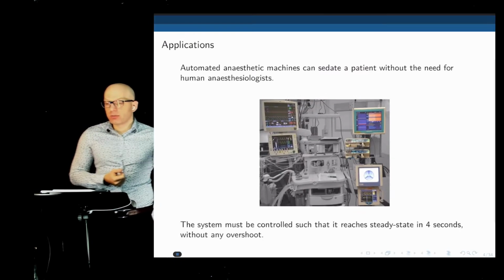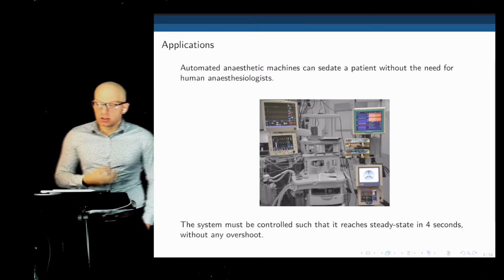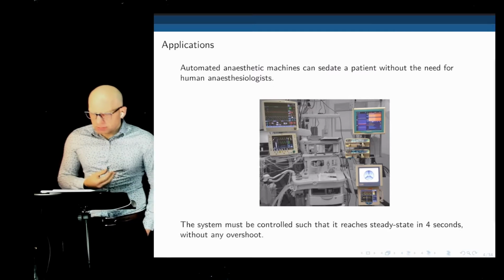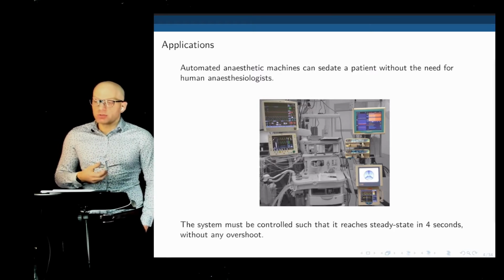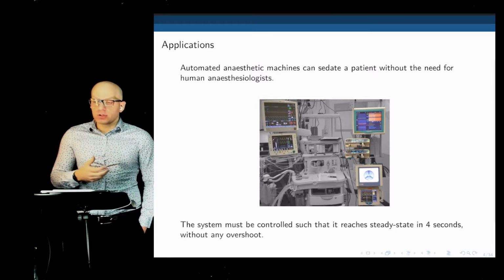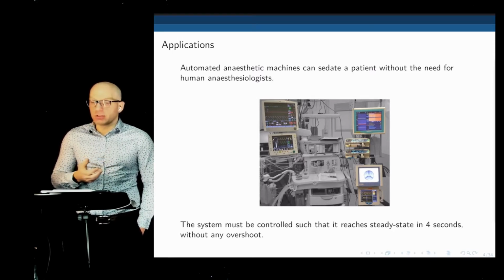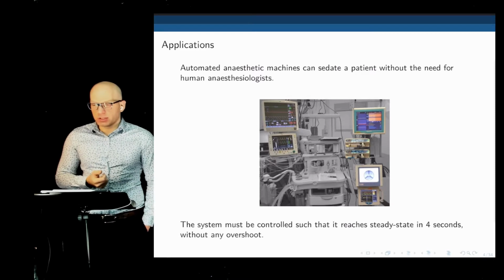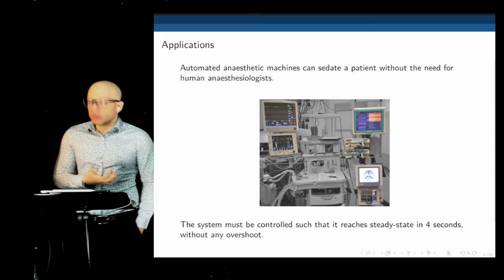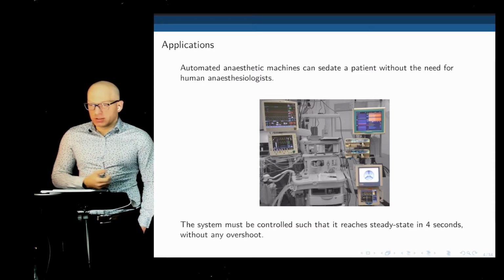Here's another critical example. It's an anesthetic machine that sedates the patient without human intervention. We are again controlling the amount of drug in the system by developing a controller for the machine. And you don't want any overshoot to happen. If you want an amount of drug of, let's say, 0.1% in the blood, we can't afford that percentage to go beyond that value before it settles at 0.1%. So we want a system that has no overshoot. How can we develop a controller to make sure that this never happens?